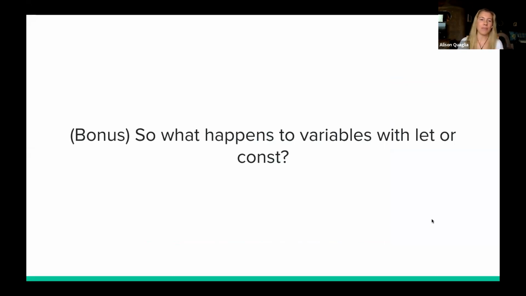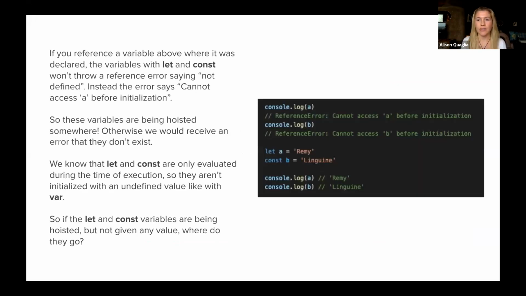So a little bit of a bonus. You probably won't get asked this, but what happens to variables with let or const? We see that if you reference a variable above where it's actually being declared, the variables with let and const aren't going to give you a reference error saying it's not defined, like it can't find it. Instead, it's actually going to say "cannot access A or B before initialization." So we know that these variables are being hoisted somewhere, otherwise we'd be given some sort of an error that they don't exist. So we know that they're only evaluated during the time of execution, and they're not given that undefined value like it is with var. So they're being hoisted, but they're not given any value.